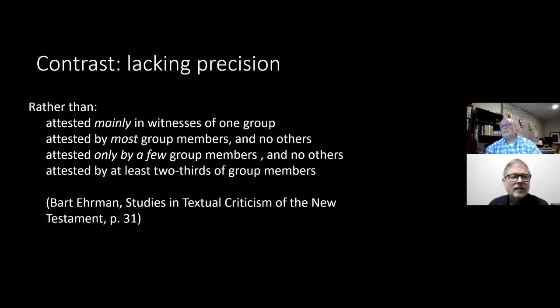This precision I will contrast with this. This is from Bart Ehrman, where he is criticizing some, not all, but some of work in textual criticism by being imprecise. So it's attested mainly in witnesses of one group. It's attested by most group members. Well, is that 90%? Is that 51%? Or attested only by a few? The last one, attested by at least 2/3, that is somewhat more precise. But we believe that it's important for this precise identification of how distinct is it, whether it's unique or a high level of distinction.